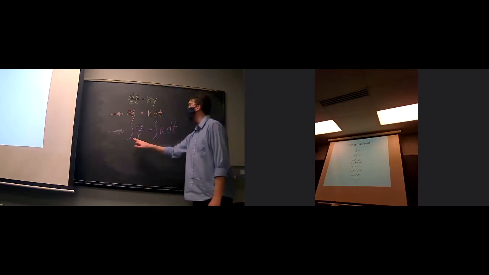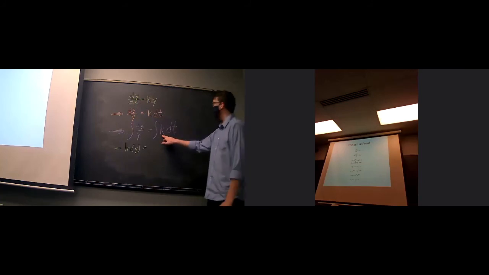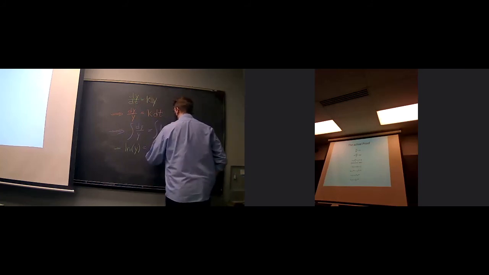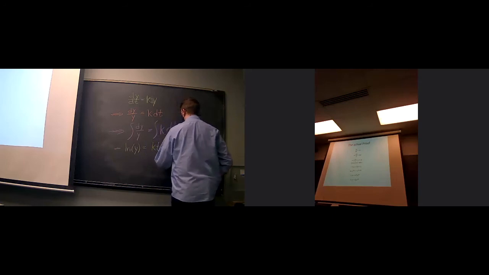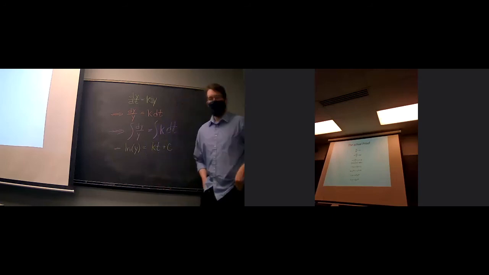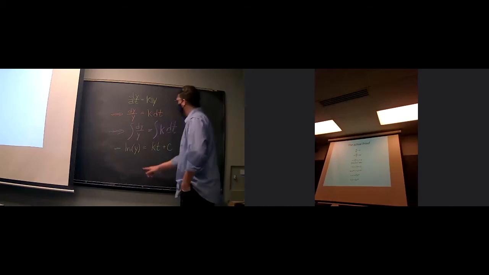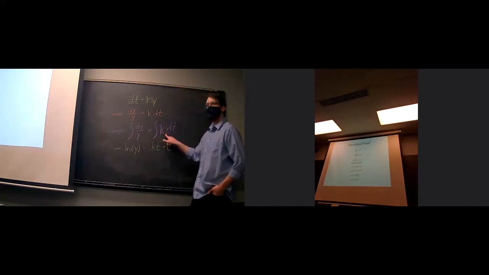Like I said, we're using material right here from the next chapter. This thing on the left-hand side is going to evaluate out to be the ln of y. This thing is going to evaluate out to be kt plus c. Now, before I go any further, what do you notice about this and what we started with here?